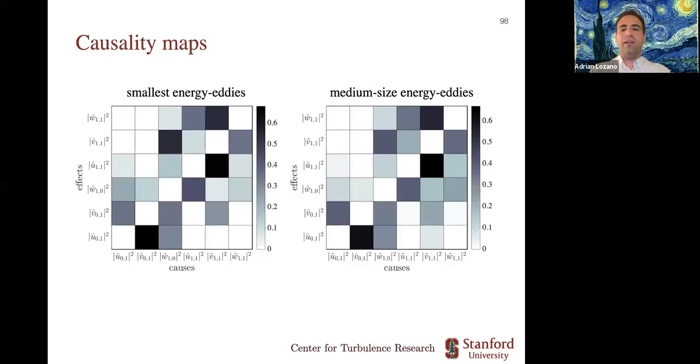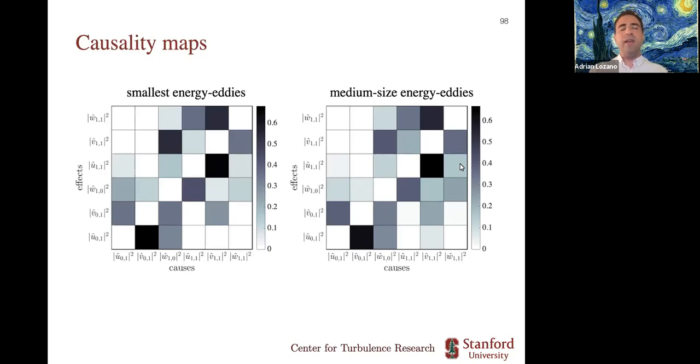Then we can take a look at the plots that we were waiting for. What you see on your left is this causality map for the smallest energy eddies, and what you see on the right is the causality map for the medium-sized energy eddies. They are not exactly identical, of course, there are some differences, but what I would conclude is that they really look very similar. You can see that where the causality is strong, it's strong for both systems, and even the values are roughly similar in both cases.